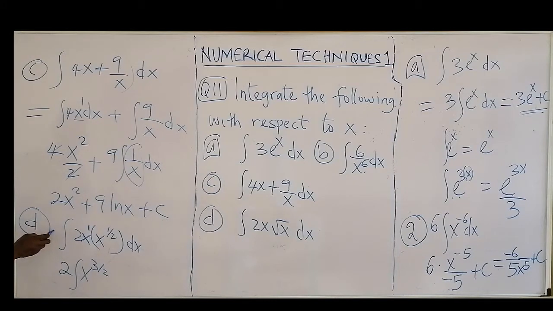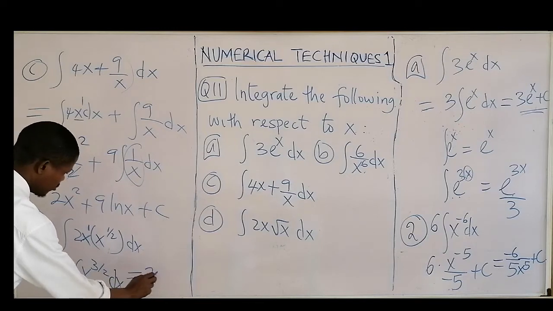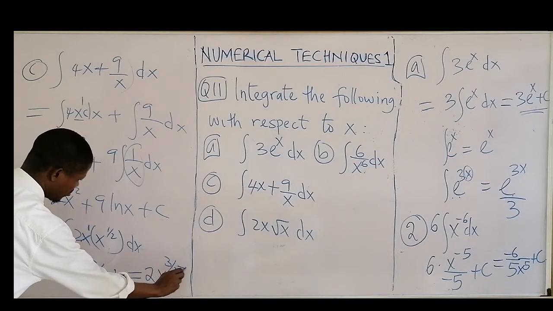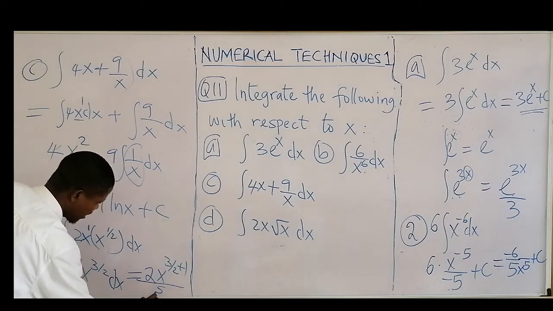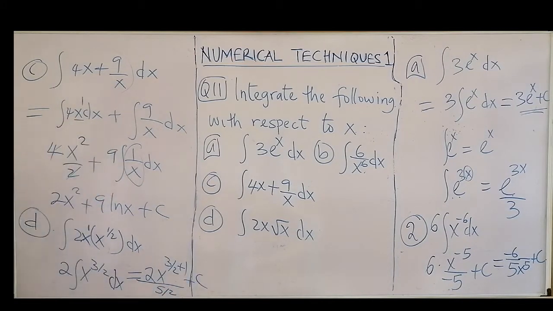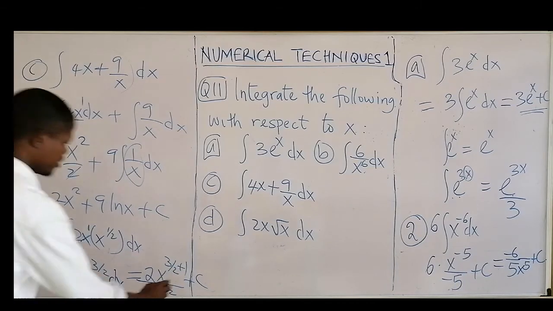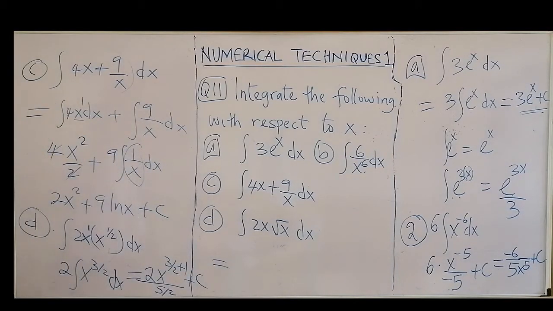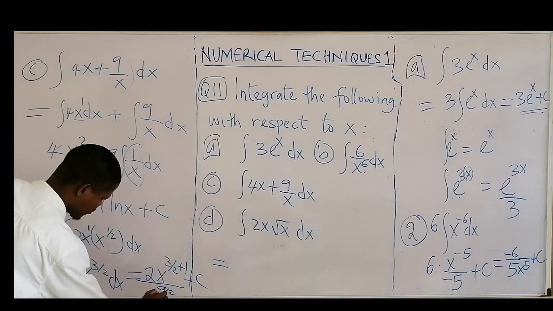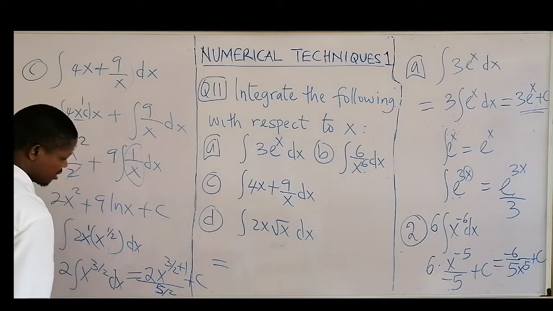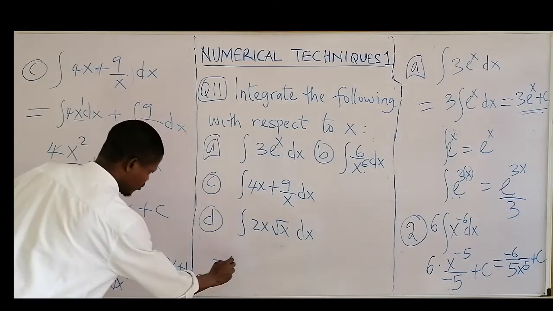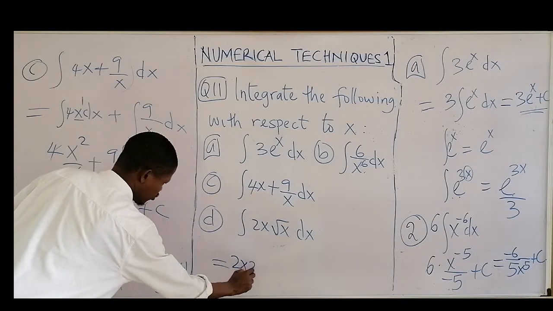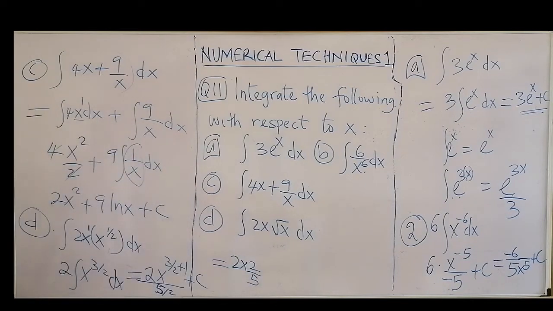These 2, take it outside the integration, and then finally do your integration, that will be 2 times x to the power 3 over 2 plus 1, which is 5 over 2, all over 5 over 2, plus c. On the final note, this is a fraction, 5 over 2 is a fraction here, and there is 1 here. Reciprocate that, it will be equal to 2 times 2 over 5.